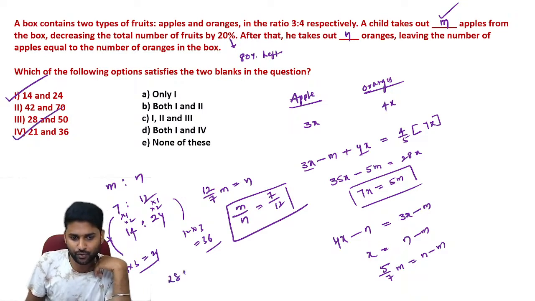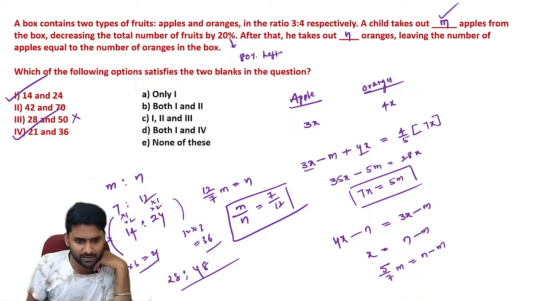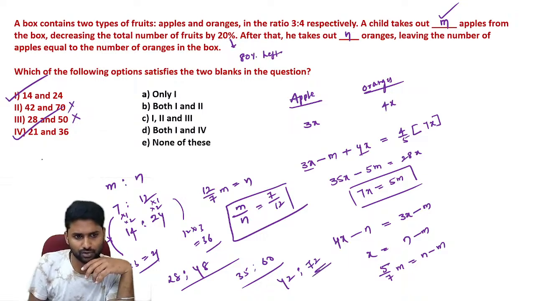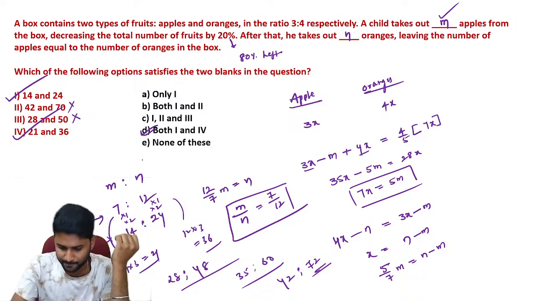Next one, 7 into 4 is equal to 28, 12 into 4 is equal to 48. So we have 28 and 50, which is a wrong answer. If we go for further numbers, let's go through the remaining also. 7 into 5 is 35 and 12 into 5 is 60. Yes, that pair is not available. Next one, 7 into 6 is 42 and 12 into 6 is equal to 72. Both are wrong. Then the suitable answers are 1 and 4. Both 1 and 4 are the correct answer.